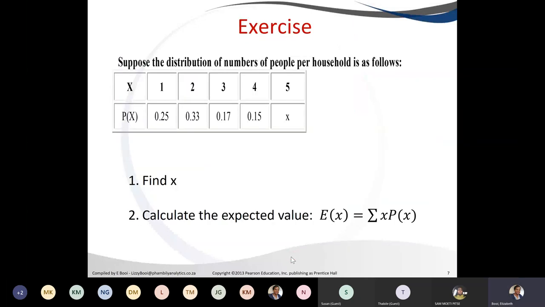With that being said, this is your exercise. Quick: calculate the mean of this corresponding table. The first thing you need to do is to find the value of x. Then when you're done finding the value of x, you can then calculate your probability. I'm giving you 5 minutes to do this. 5 minutes. And somebody will have to help me answer that question.